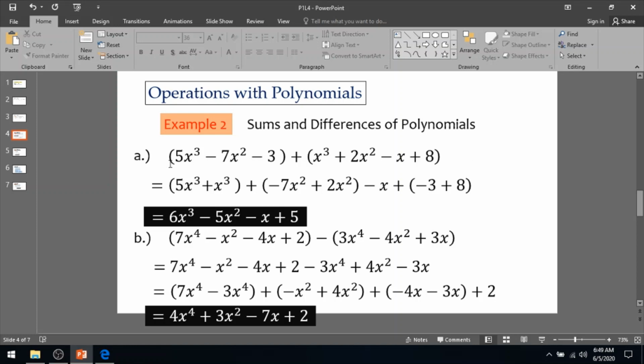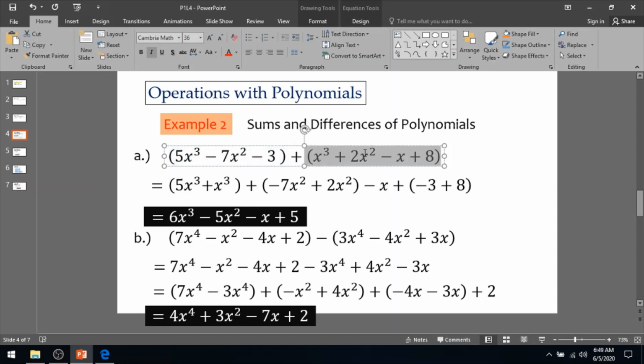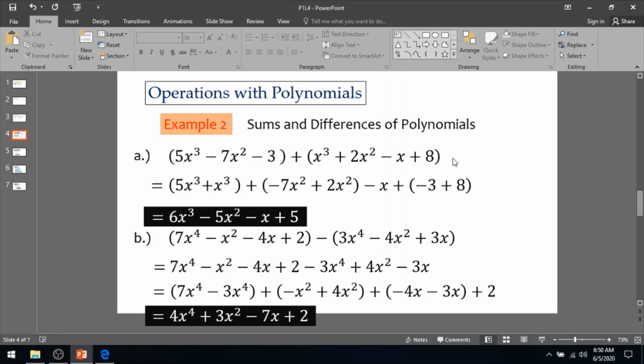So second example, what is the sum of these two polynomials? So atong basahon, 5x cubed minus 7x squared minus 3 plus x cubed plus 2x squared minus x plus 8. So ang rule ani sa pag-add or pag-minus ni mong polynomials is imuha ra ni siyang i-combine ang like terms. Okay? So unsa may like terms ani? Kung unsay pareha niya variables and exponents.